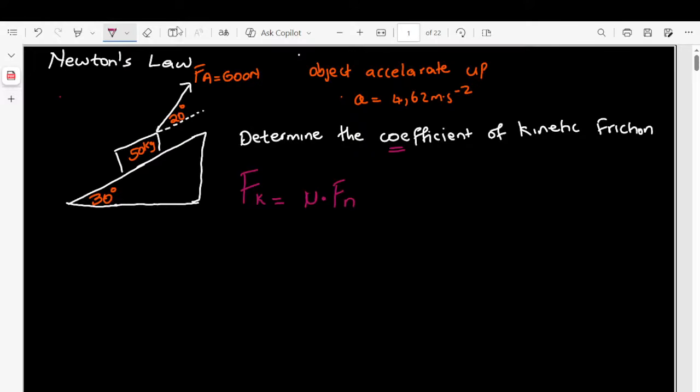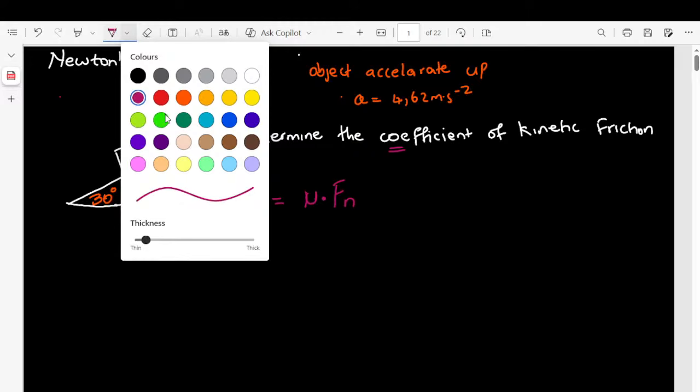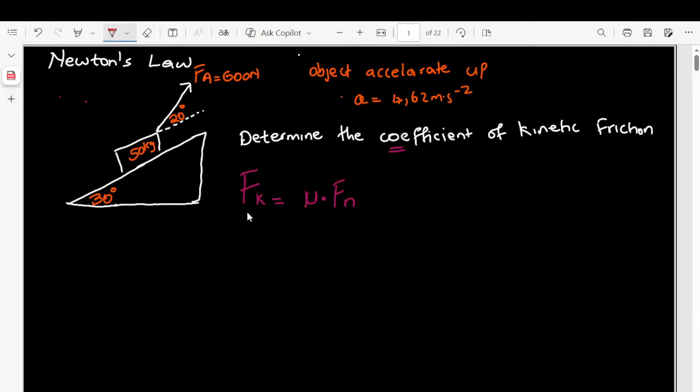What you need to do now is ask yourself: do we have this Fk? Nope, we don't have the kinetic friction. So that's the first thing we need to find. Do we have the normal force? No, we don't have the normal force. So we need to find the normal force and the kinetic friction. When we have these two, we'll be able to isolate the coefficient of kinetic friction. So it's very important for you to know where to start.